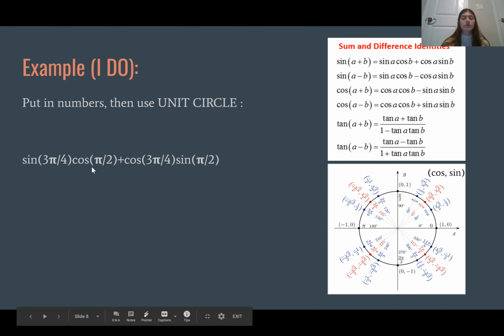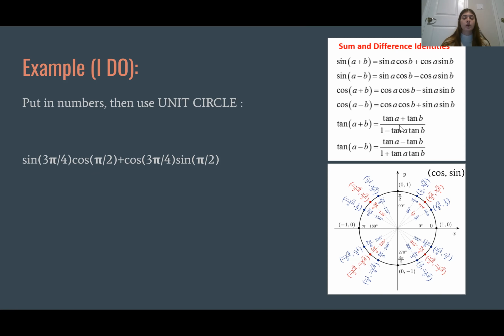Well, we've got sine cosine plus cosine sine. So let's take a look. Which identity is sine cosine plus cosine sine? Well, it's this first one. Sine A cosine B plus cosine A sine B. It's this first one right here. And that is equal to sine of A plus B.